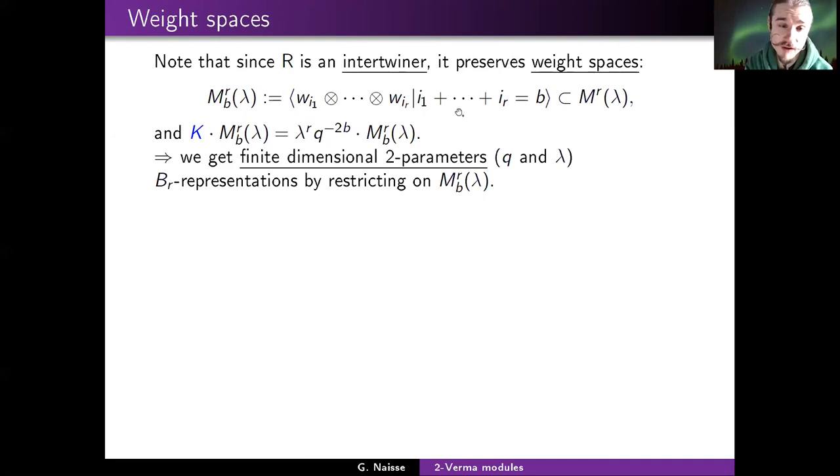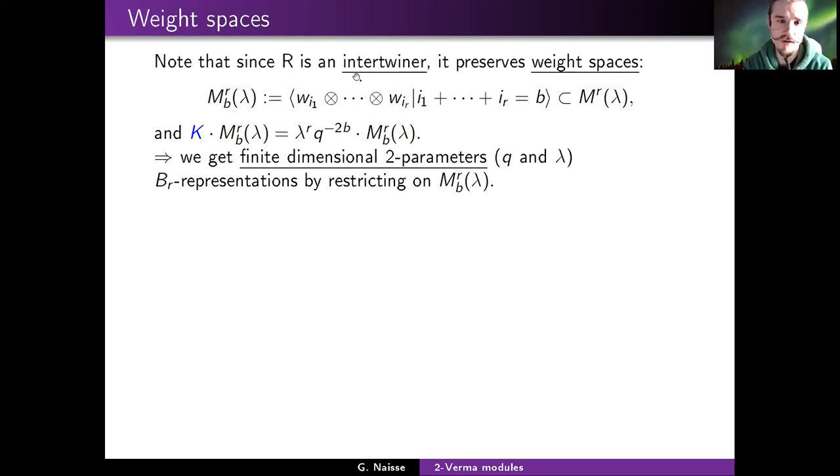And these weight spaces now are finite dimensional. So what it means is that out of this braid group action on the tensor product of several copies of the Verma, you get a collection of finite dimensional representations of the braid group. So for example, on the highest weight space, you just have w0, w0, and so on. So you just have a one-dimensional thing. So it's like a trivial representation.